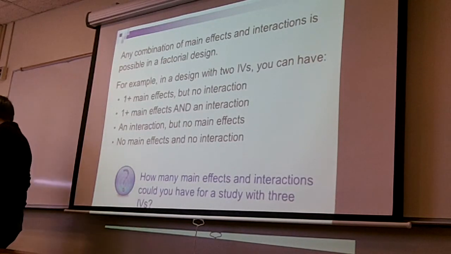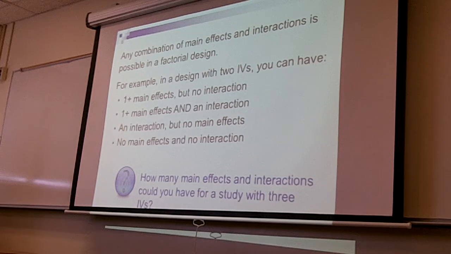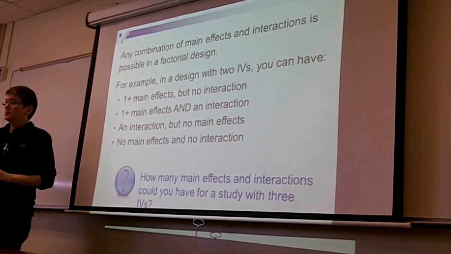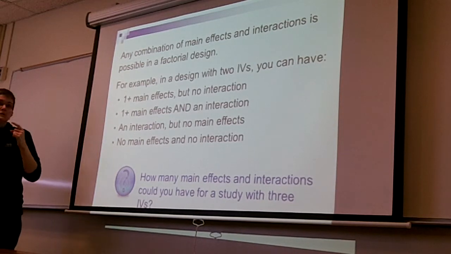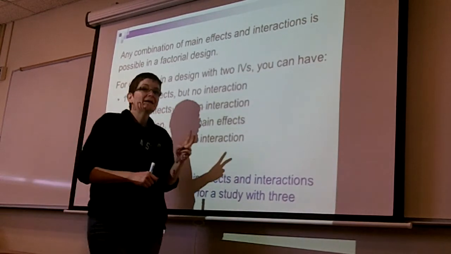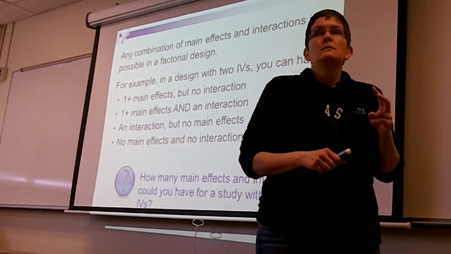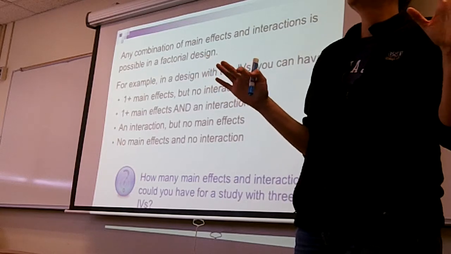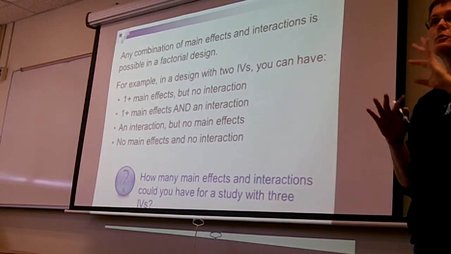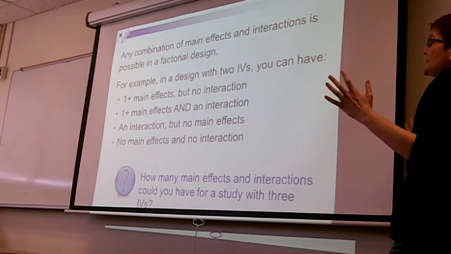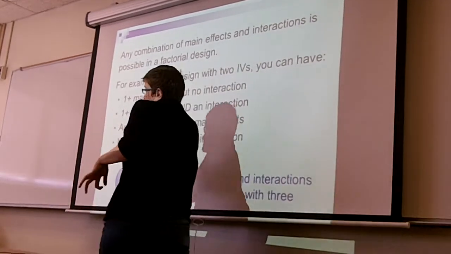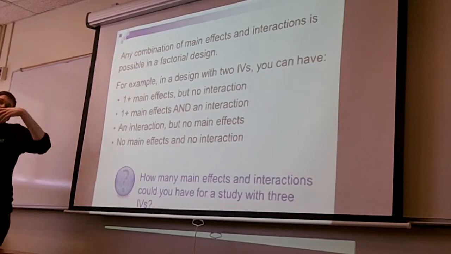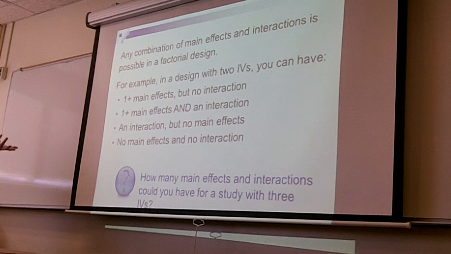Now, when you're doing a factorial design and looking at the data, any combination of main effects and interactions are possible. So if I had two IVs, I can have no main effects, one main effect, two main effects. I can have no interaction or an interaction. I can have any combination, right? So I can have main effect, no interaction. Two main effects, no interaction. One main effect, one interaction. No main effects, an interaction, right? It doesn't matter. Any combination is possible.